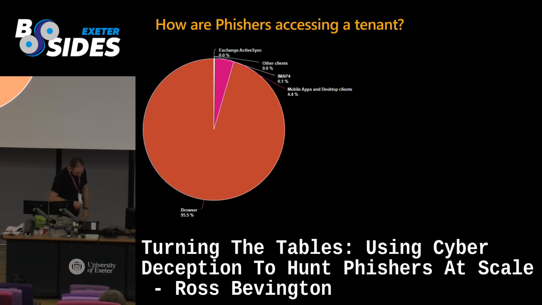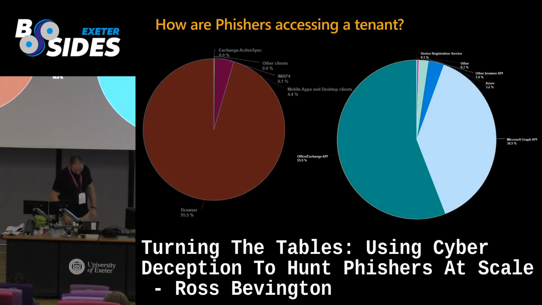And how are they accessing a tenant? Now, this is really interesting. It's the browser. However we've cut this, we've really looked into the logs. It's the browser all the time. And that, as an engineer, is a really big shock for me. I thought I'd be building my automation based on our SDKs and our APIs, but that's not the case. They are often manually doing this.